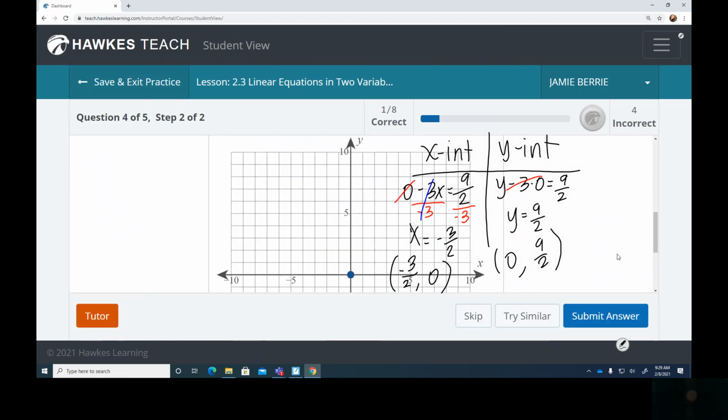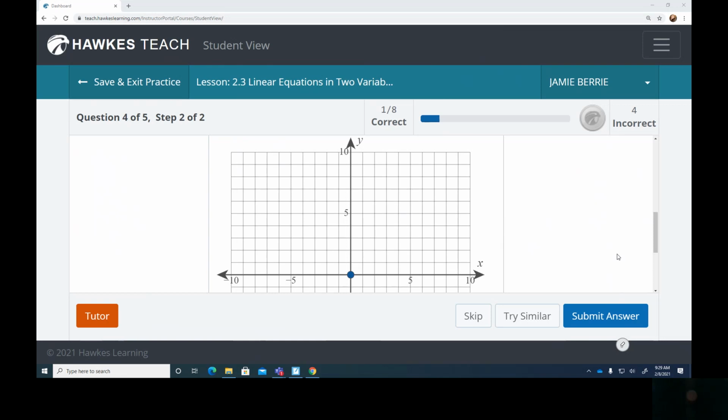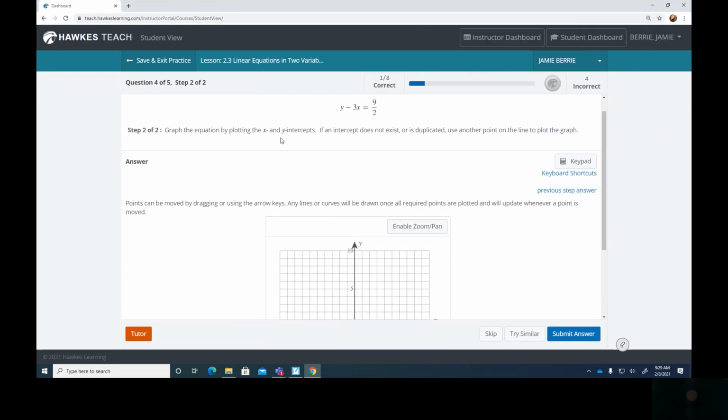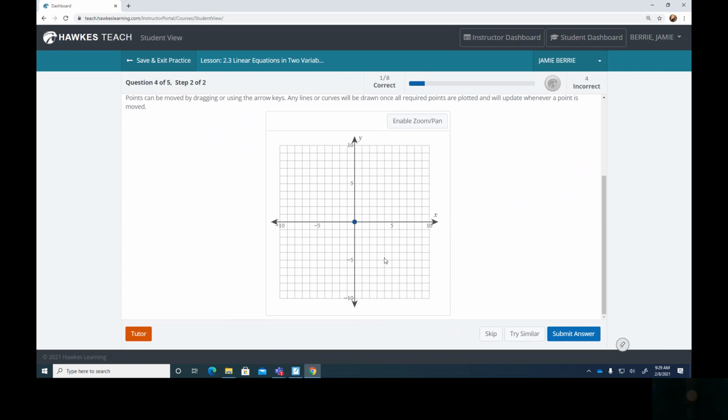I'm going to have to erase all that and then we'll graph it. So it was fine with fractions there in your answer. This is the first time I've graphed on here, so we're going to figure this out together. It says, graph the equation by plotting the x and y intercepts. Points can be moved by dragging or using the arrow keys.